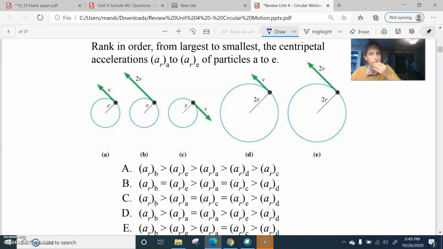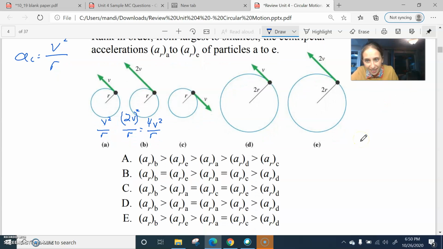Okay, so we want to rank the centripetal accelerations. Well, a_c equals v squared over r. So this one's just v squared over r. This one's 2v, so that's 2v squared over r, so that's 4v squared over r. So that one will have 4 times the centripetal acceleration as this one does. So B's got to be more than A already. Let's see, does that eliminate any? No, they all said B was more than A.